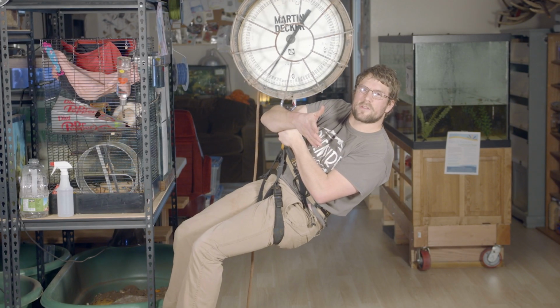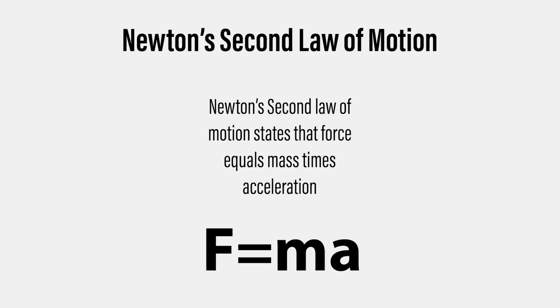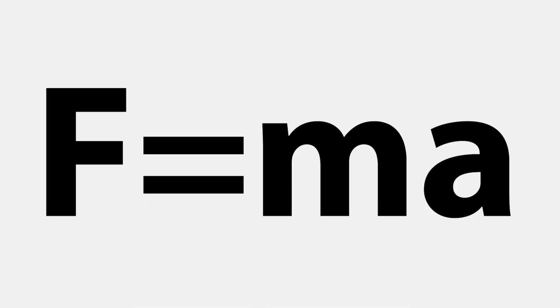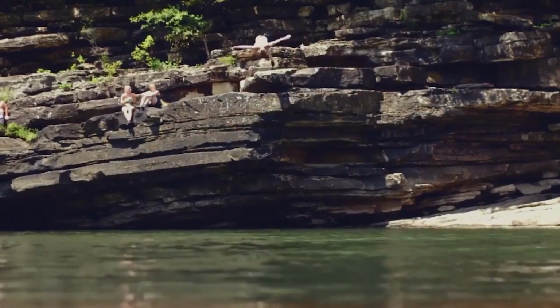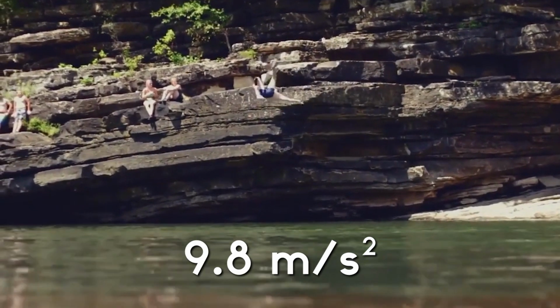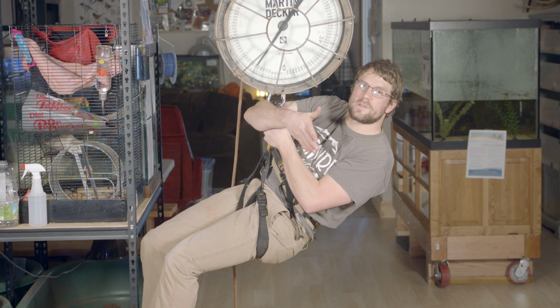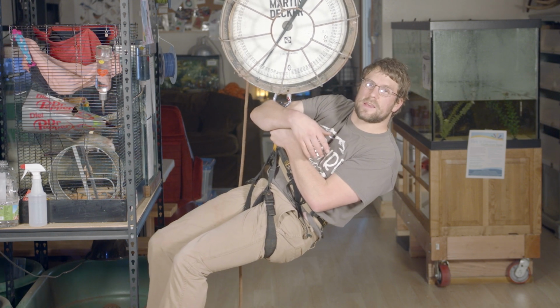So what is Newton's second law of motion? Newton's second law of motion states that force equals mass times acceleration. One of the easiest ways to study that is using gravity because it has a constant acceleration of 9.8 meters per second squared. The equation force equals mass times acceleration allows us to calculate force, which we measure in newtons, using the mass of an object and the acceleration.